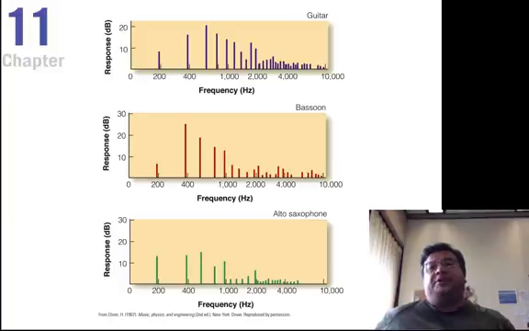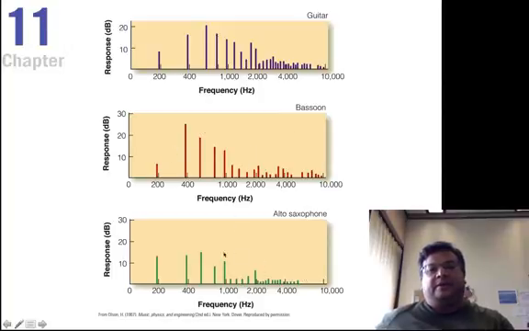So here's an example of different instruments and the different frequencies they generate. So here's a guitar. You strum a string on a guitar and it's going to generate this set of frequencies, and the loudest being around, I'm guessing, 500-ish or so. And then you have a bassoon, and it's going to generate this set of frequencies.